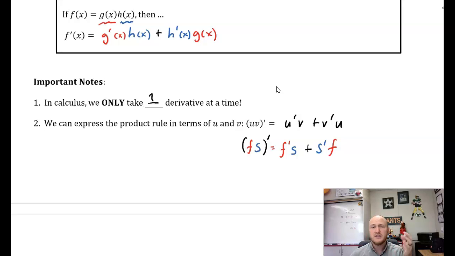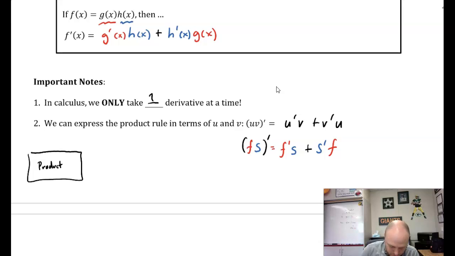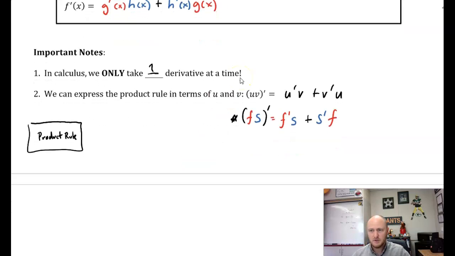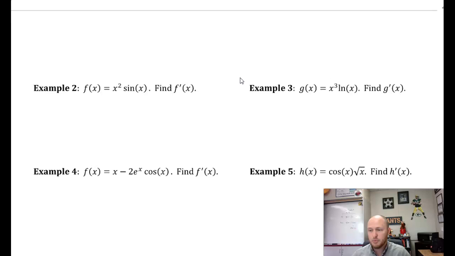That's the product rule. This is one of those things that you want to put on a flashcard and memorize. So make a little flashcard that says product rule, and you would want to have something like this on the backside, what we wrote up there, just to quiz yourself. All right, let's go ahead and apply this.